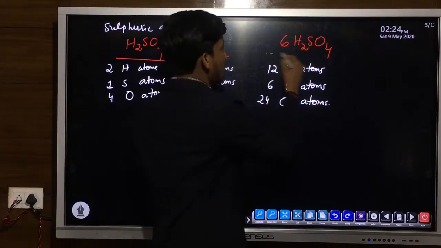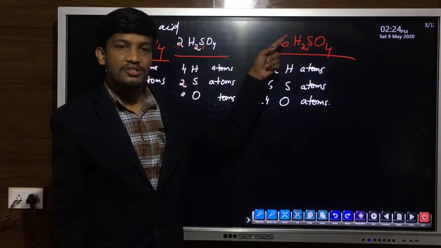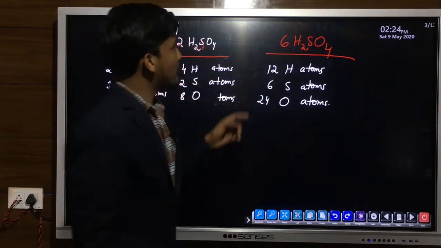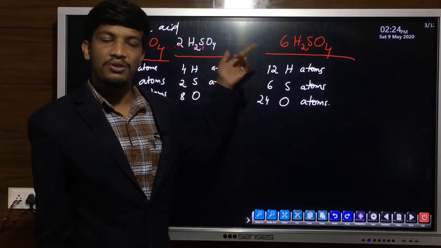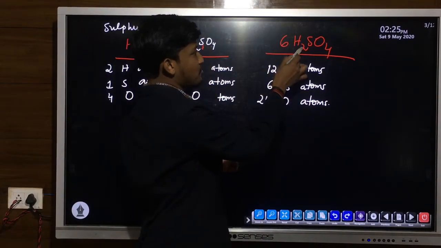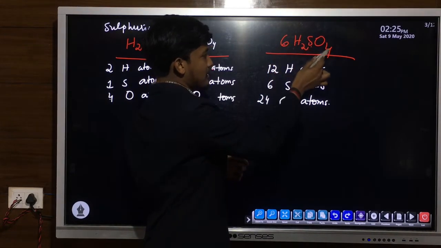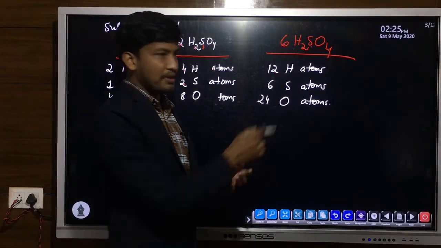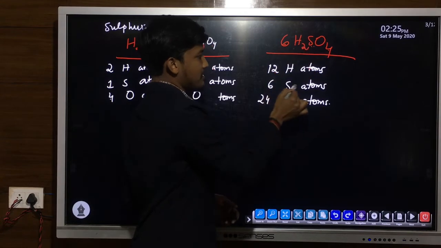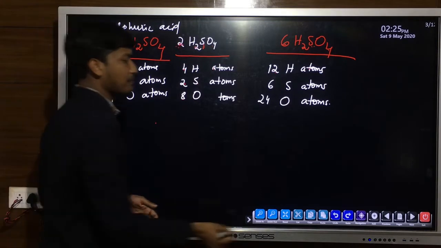Now suppose the coefficient is 6. If the coefficient of H2SO4 is 6 in a chemical equation, how to count? The same procedure. The coefficient is 6, so it will be common for all the atoms. We have to multiply by 6. So 6 into 2, 12 hydrogen atoms, 6 into 1, 6 sulfur atoms, 6 into 4, 24 oxygen atoms, because 6 is the coefficient.